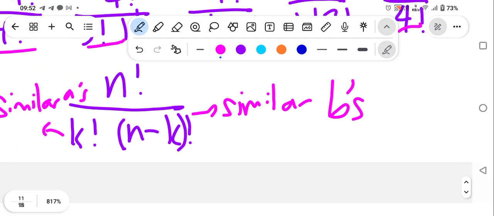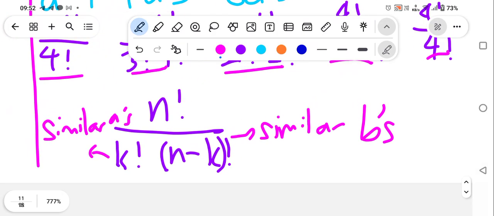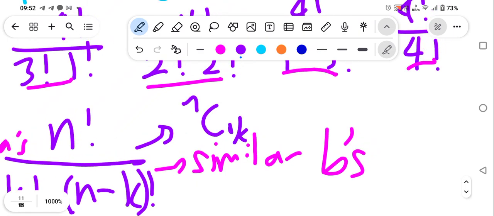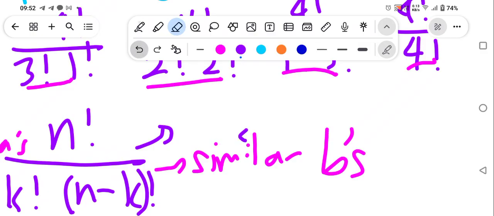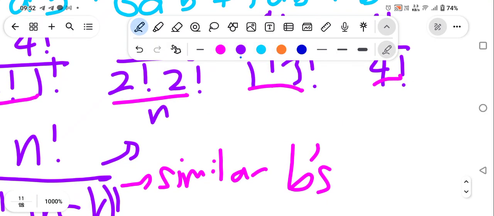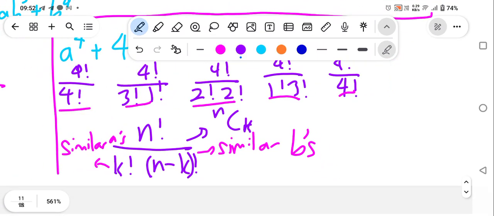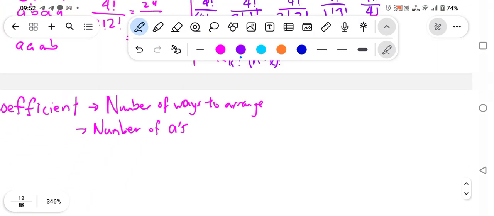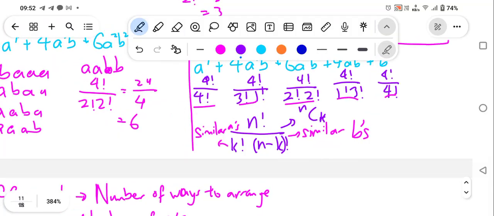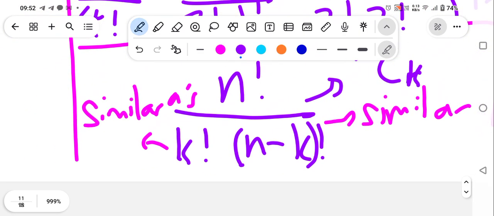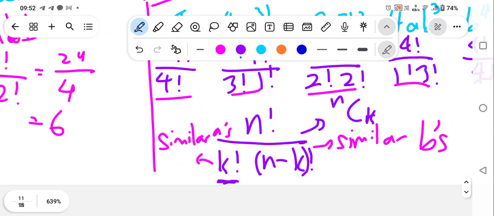All right, so what is this? Clearly, this is n choose k. This is so amazing, right? So we have n choose k over here, and this explains all the terms we have. So this k represents the number of a's your term has.